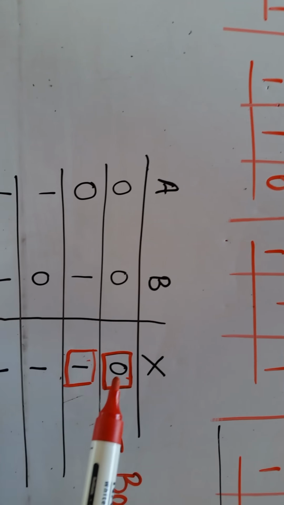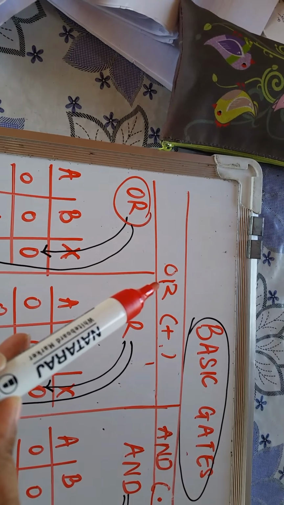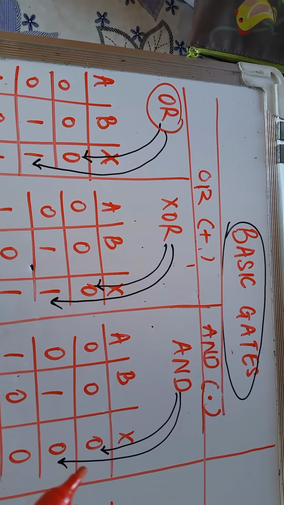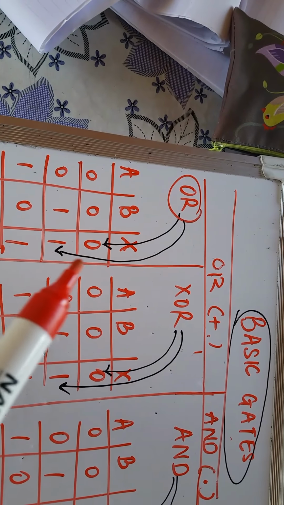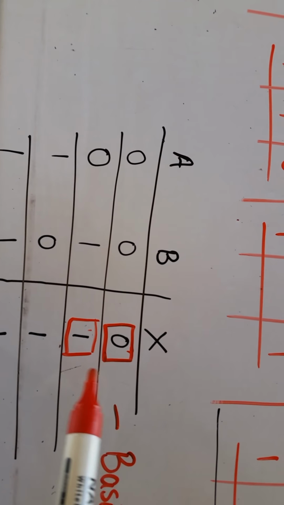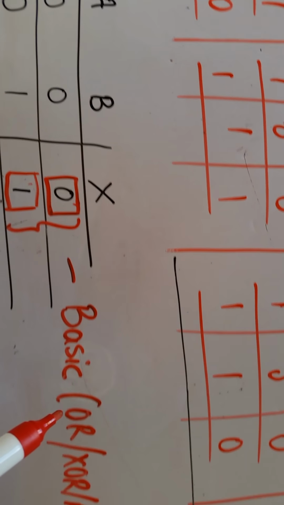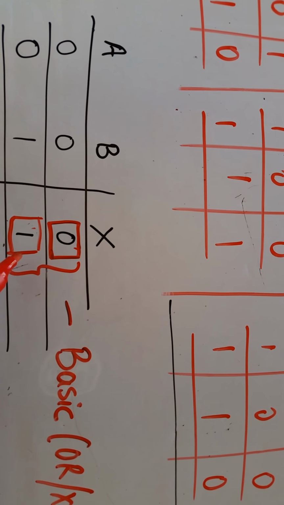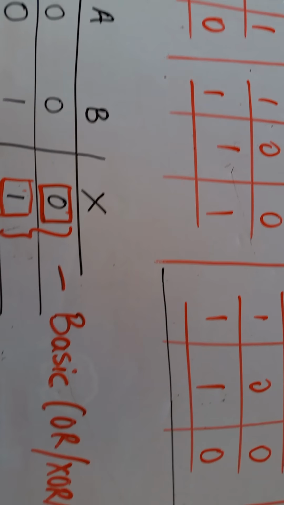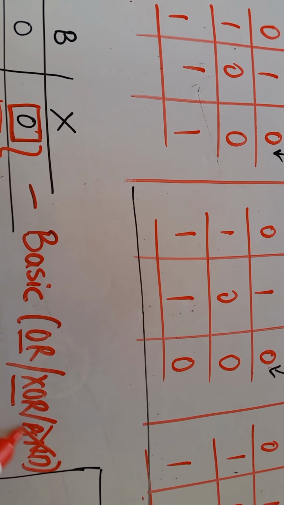So the two outputs are different. So it can only be the family of OR, but not AND, because for AND, the first two results should be 0, 0, but it is not the case. It is 0, 1. So given that it is 0, 1, it is a basic gate, OR or XOR, and given that the second output is different from the first, it can only be OR or XOR. It cannot be the AND gate.